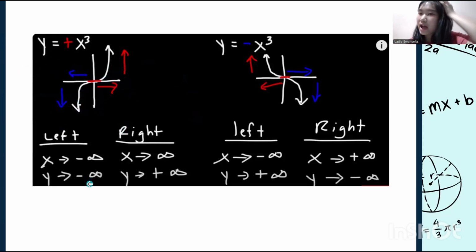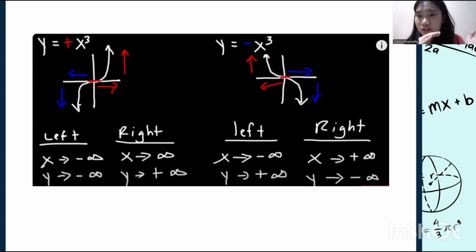And if x goes to positive infinity, y will also go to positive infinity, because when the x-axis goes to the right, y also goes upwards. The graph shows an upward trend. And for the negative part, it acts the opposite. It reflects the positive one. So if x goes to negative infinity, y will go to positive infinity.